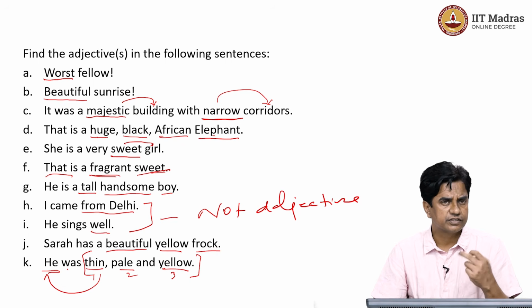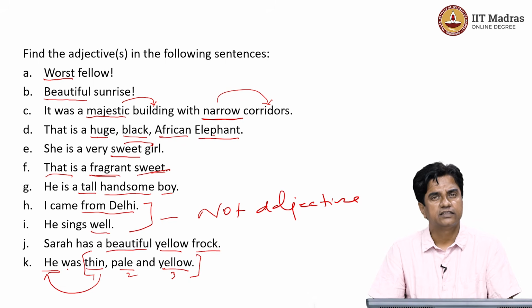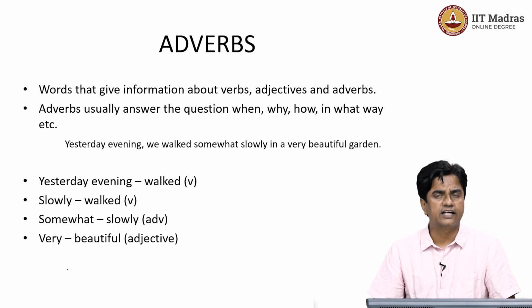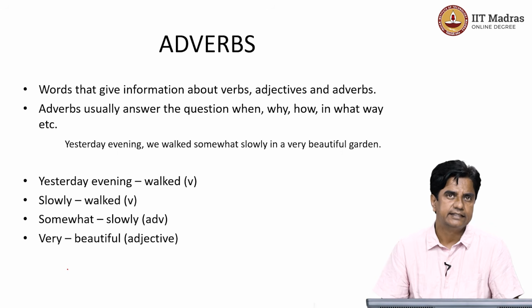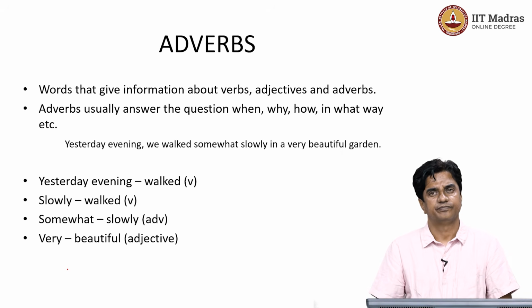Then the question is, as I raised to you, in the sentence I came from Delhi, what is from Delhi? In the sentence she sings well, what is well in that sentence? We are going to be talking about that. That's a different kind of part of speech. They are called adverbs. So we bring you to this part to understand adverbs.